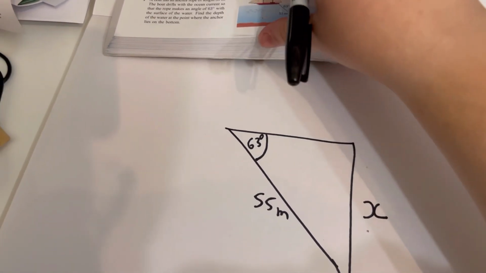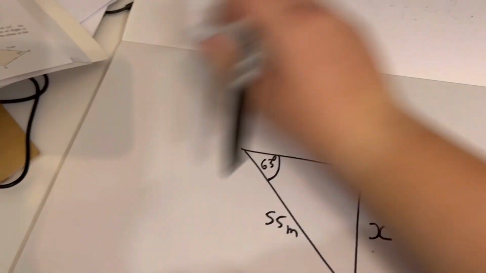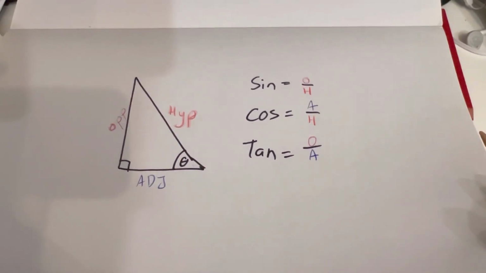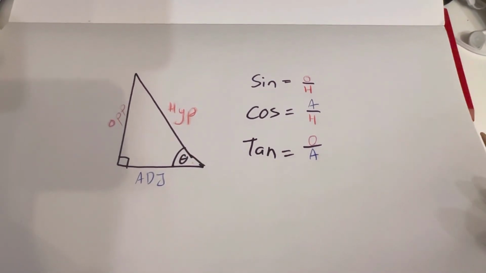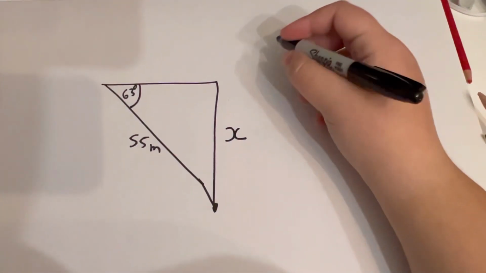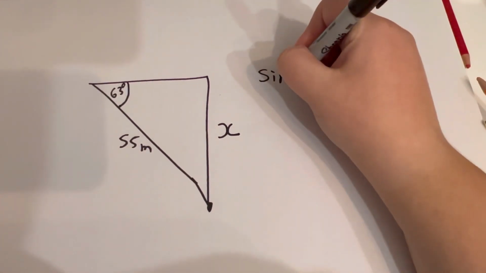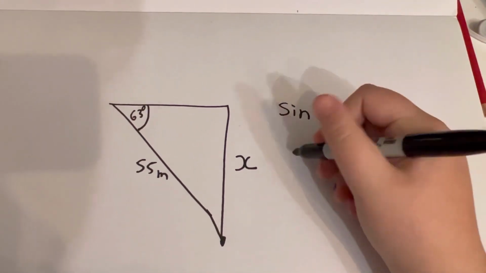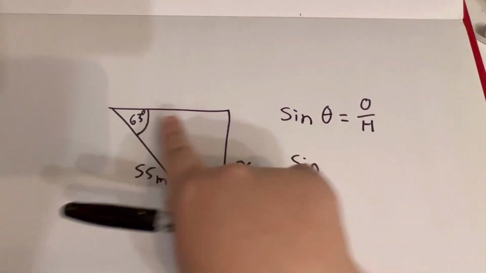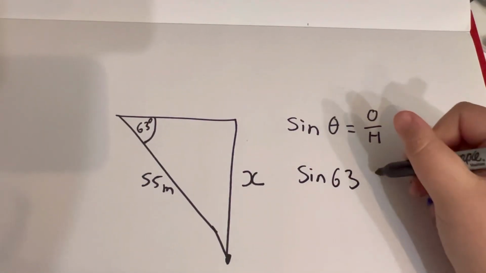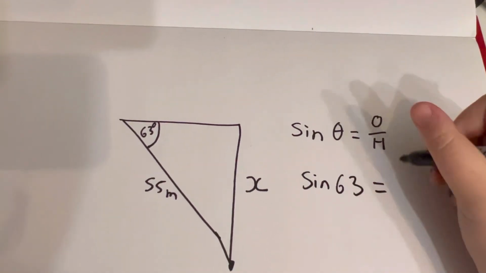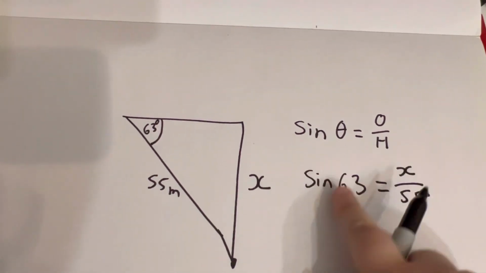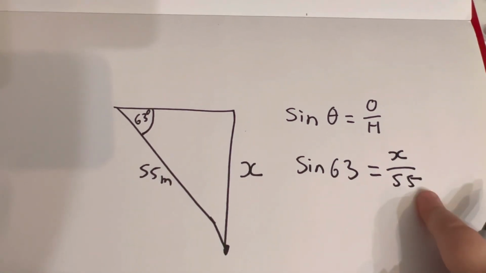So going back to our trig ratios, the one that uses opposite and hypotenuse is sine. So you write out your formula first. Sine theta is equal to opposite over hypotenuse. Now we're given the angle, it's over here. So sine of 63 is equal to our opposite, which is unknown. So we put our x over the hypotenuse, which is 55. So sine of 63 is equal to x divided by 55.